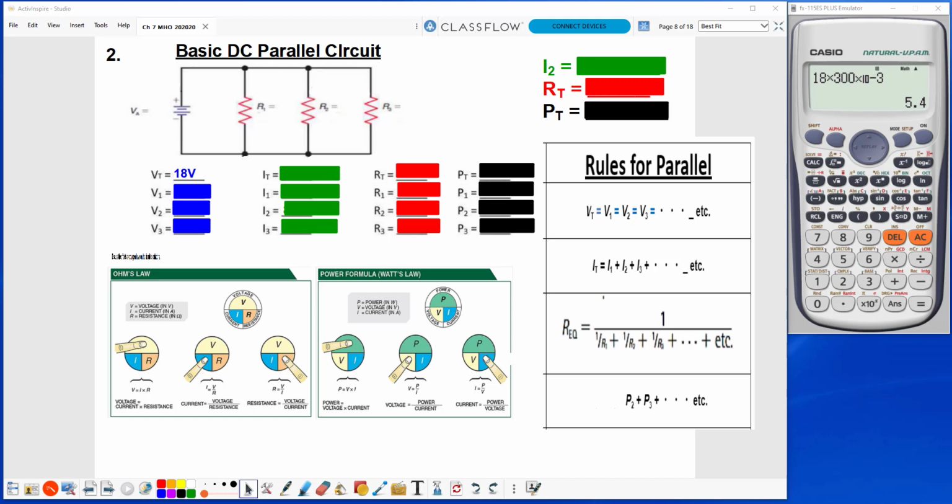In this video, I will be calculating the values for a DC parallel circuit from the Chapter 7 math handout, problem number 2. I will be taking the known values from the Chapter 7 math handout. Let me show you the handout.